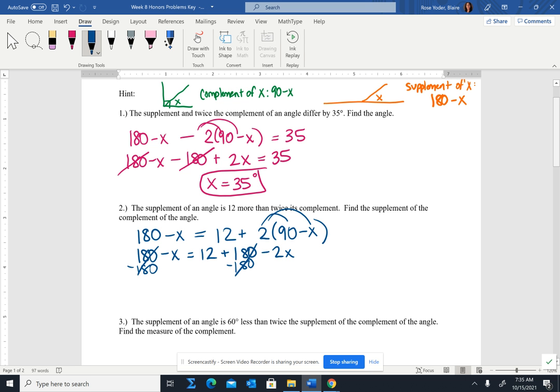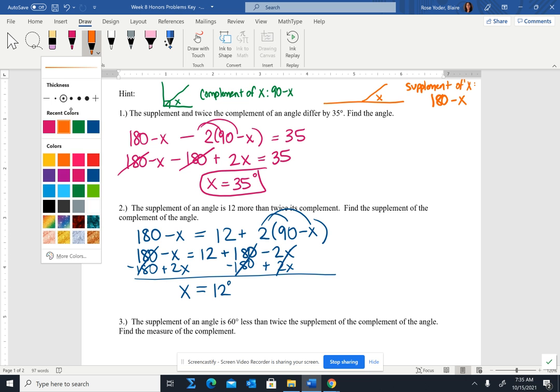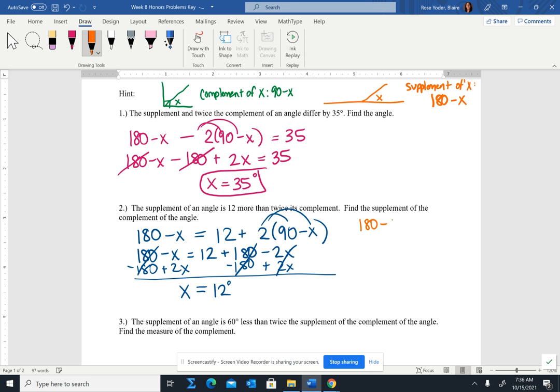And then I want to get the x's all together. So I'm going to go plus 2x plus 2x. Negative 1x plus 2x is just 1x equals 12. So that's the angle. But then it says find the supplement of the complement of the angle. Oops, sorry. Find the complement. The supplement of the complement. Find the complement of 12. And then find the supplement of that. So 102 degrees is the supplement of the complement of 12.